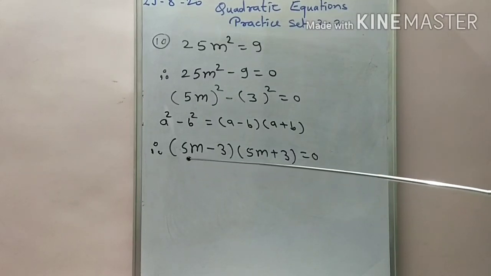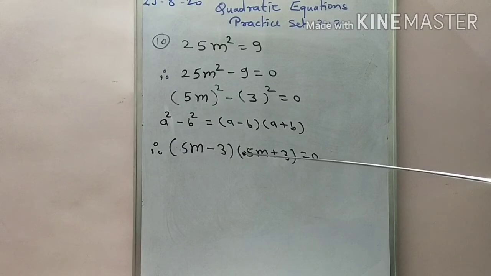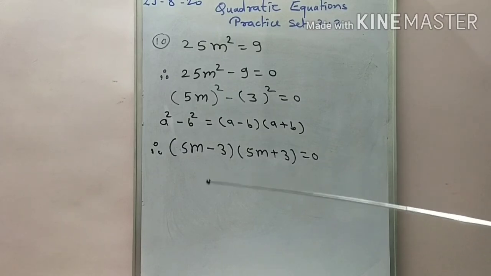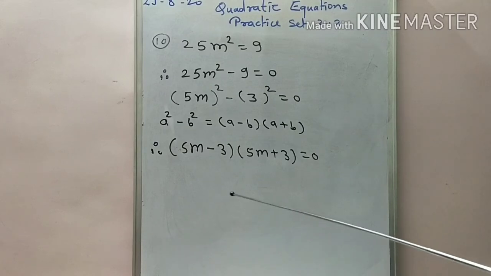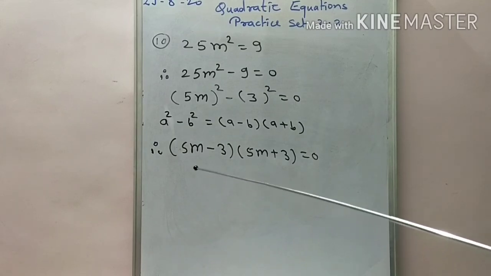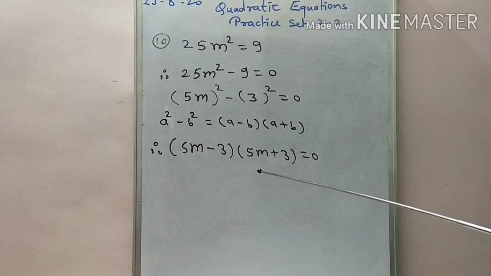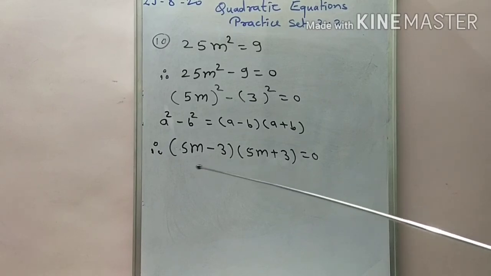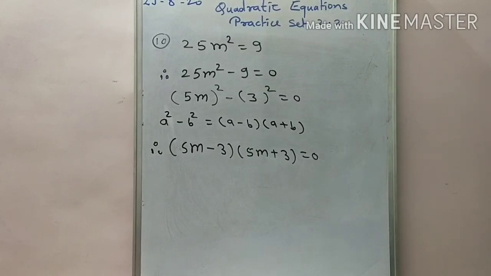So we get 5m minus 3 into 5m plus 3 equal to 0. And then in the next step we solve: either the first bracket is 0 or the second bracket is 0. Then we get the value of m, which means the roots of that equation. So solve the remaining part as your homework, okay students? Find out the value of m.